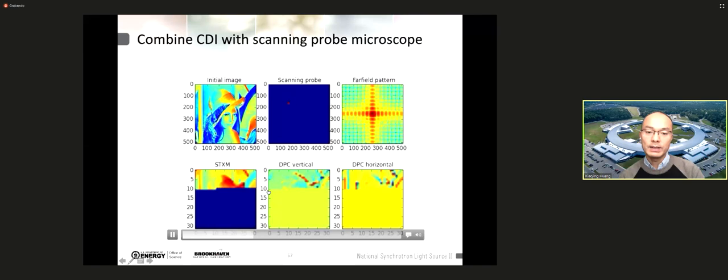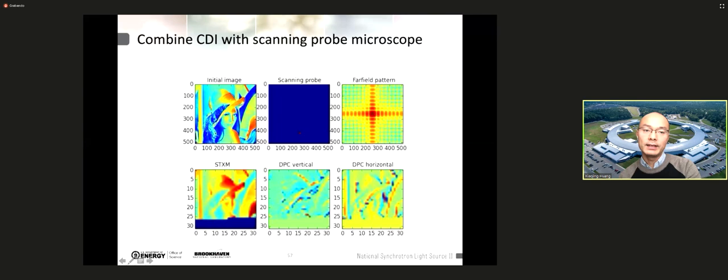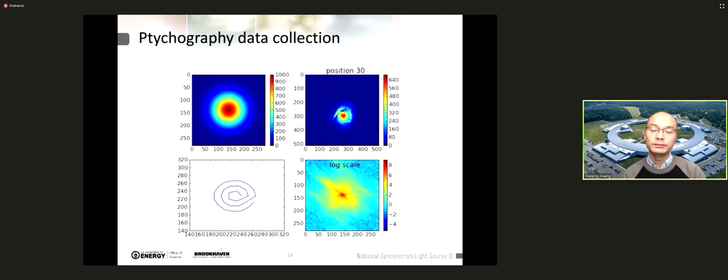But the downside is, again, the achievable resolution is determined by the beam, or by the numerical aperture of the optical system used to create this focused beam. So if we only use the scanning probe technique, the resolution will be limited. So how do we combine the diffraction-based method with the scanning technique? The solution is called ptychography.